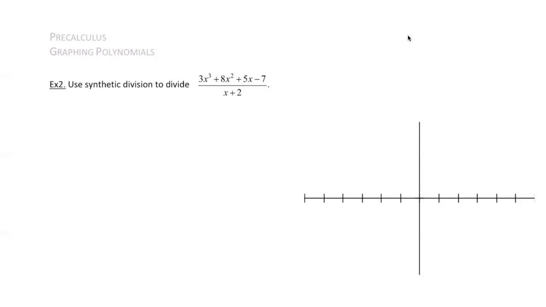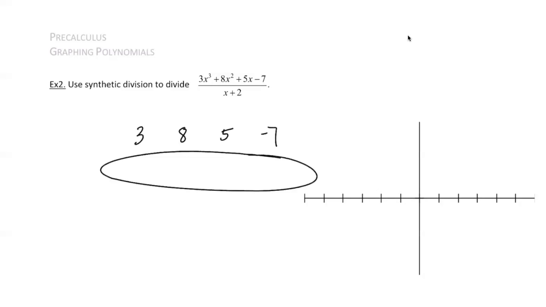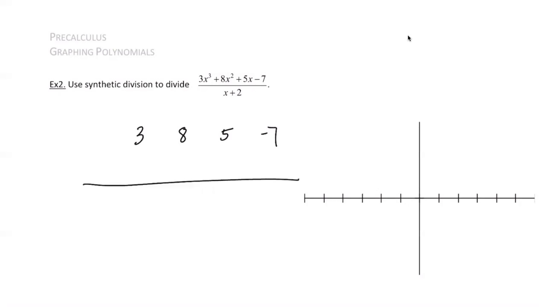Now, the reason why it's a lot less writing is because we don't really need to write down all those x cubed, x squared, x. We just write down the coefficients and constants. So we just need to write down that 3, 8, 5, and -7. That's the first thing, which is good. Easy, right? Now we're gonna have some numbers to write here. So we're gonna leave some space and write a horizontal line right here.